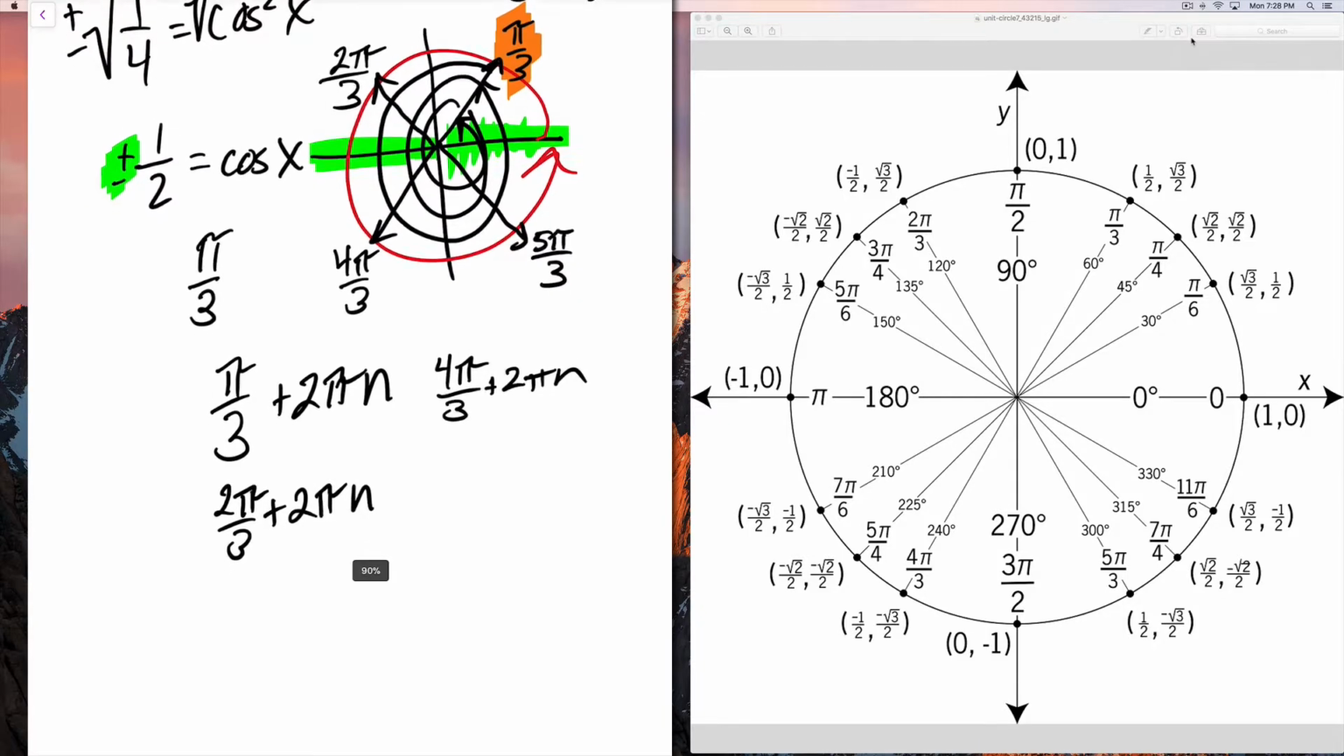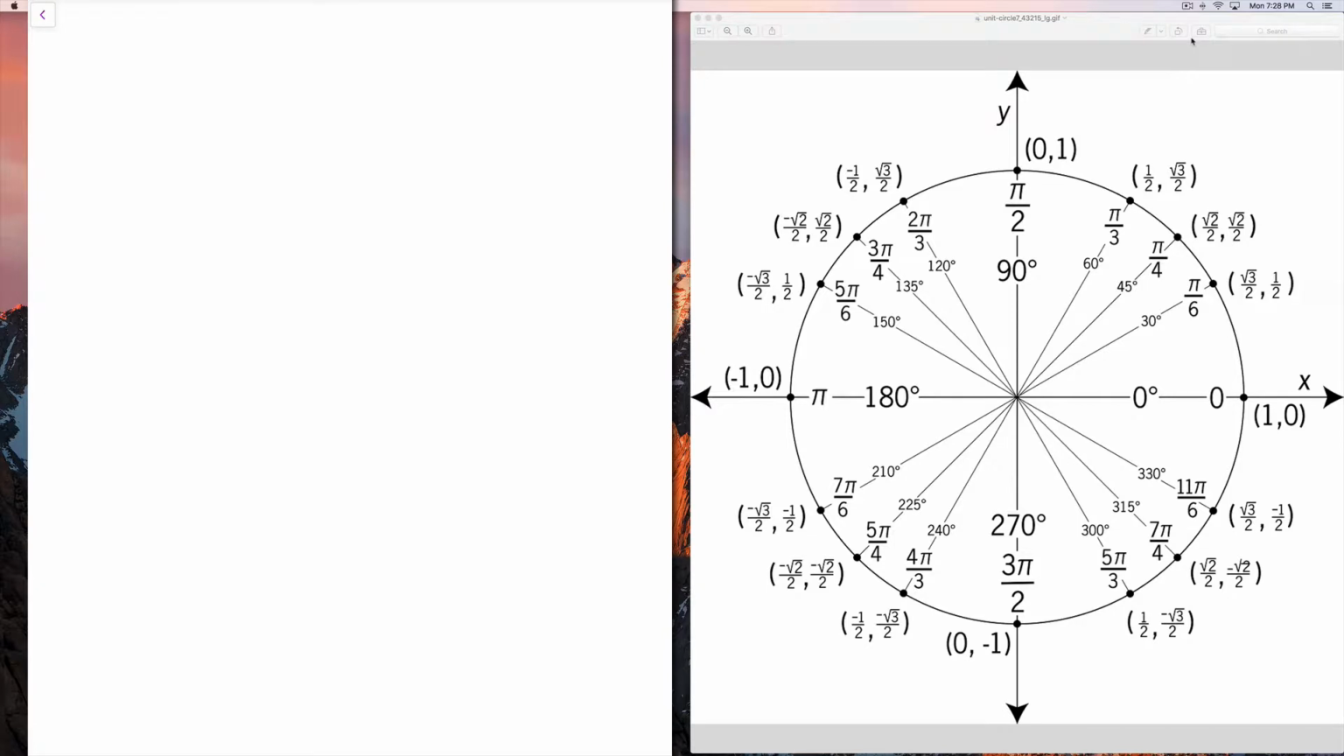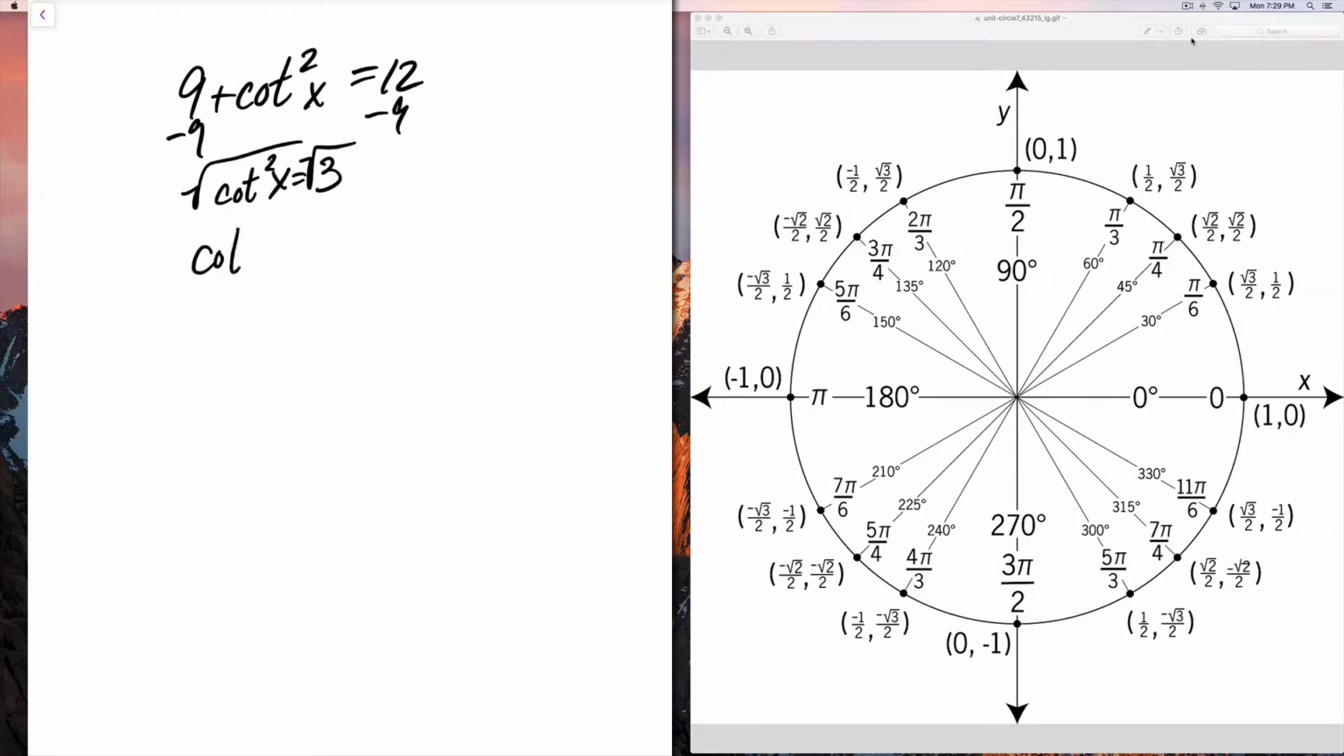So let's now work over to 5. 5 reads 9 plus cotangent squared x equals 12. So I'm going to subtract by 9. Again, I'm isolating cotangent. So that leaves me with cotangent squared x equals 3. And then I'm going to square root. So that means cotangent x equals plus minus square root of 3. And that is my result there.